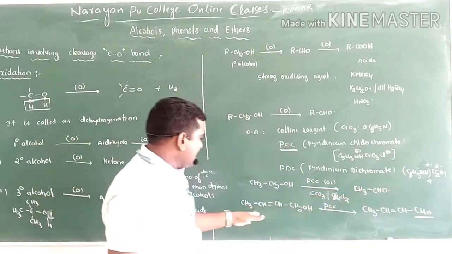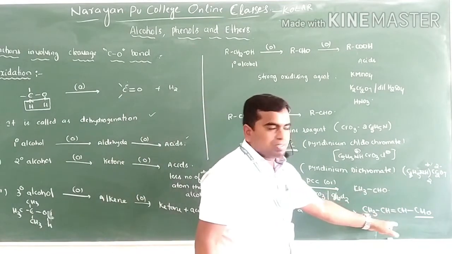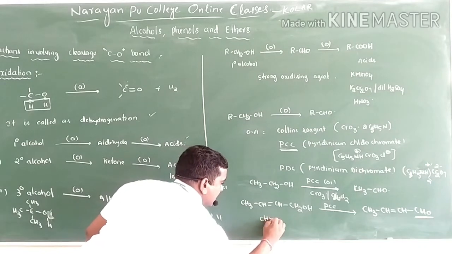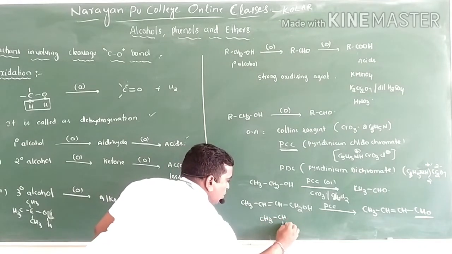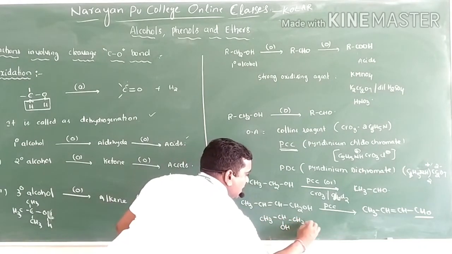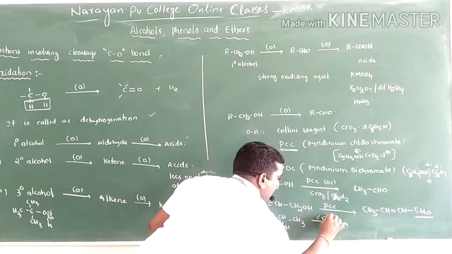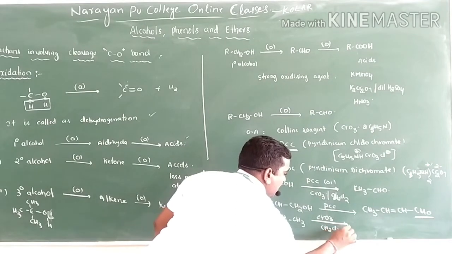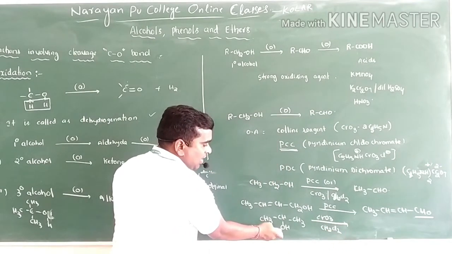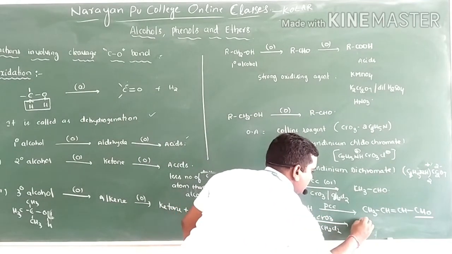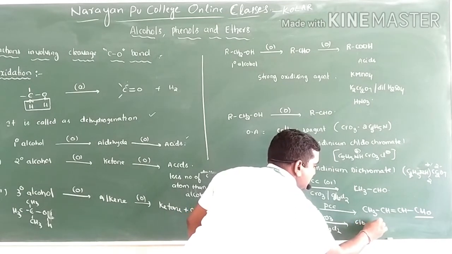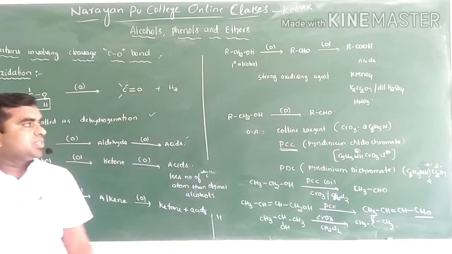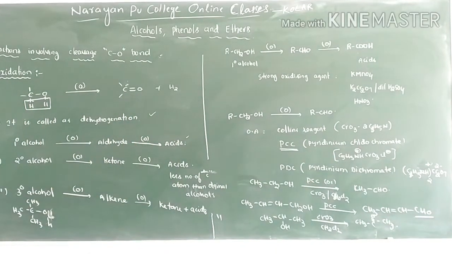If you take a secondary alcohol, you will get ketones. Suppose I write CH3CHOHCH3 and use CrO3 in dry CH2Cl2 medium. This is a secondary alcohol. Secondary alcohols are converted into which one here? Ketones: CH3, C double bond O, and CH3. So this is about dry alcohols.